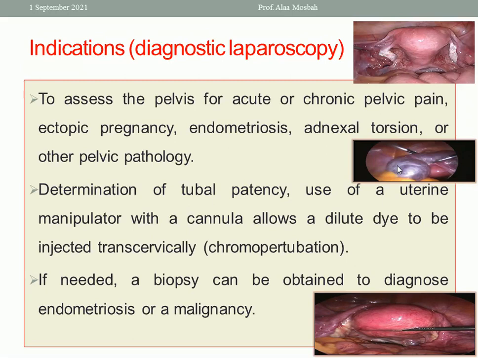We can do injection of methylene blue through the cervix to see if the fallopian tubes are patent or not. If coming through the fimbrial end, this means patent, as in this picture. This blue color is a methylene blue coming through the fallopian tubes. So if there is obstruction, there is no methylene blue coming from fimbrial end, so we call it negative methylene blue test. If methylene blue comes from fimbrial end, we call it positive methylene blue test.